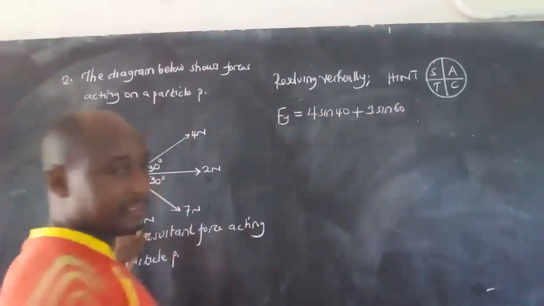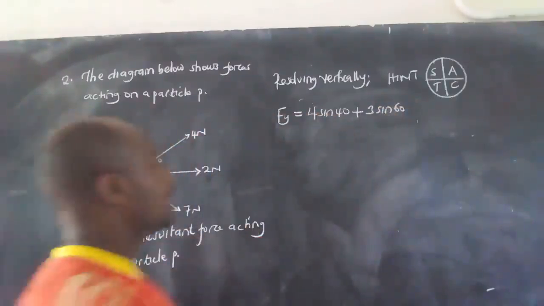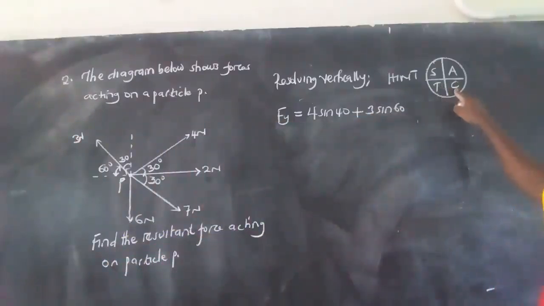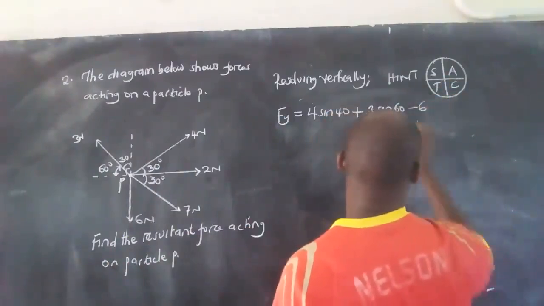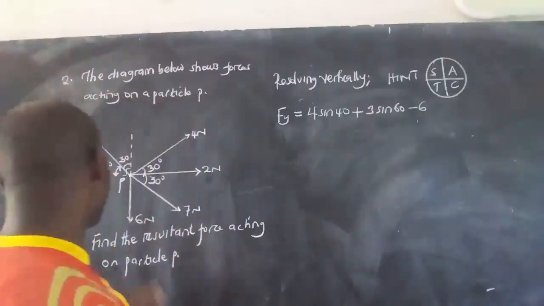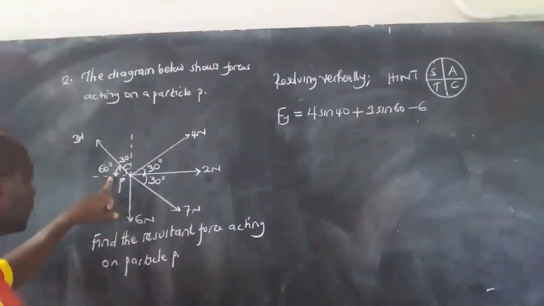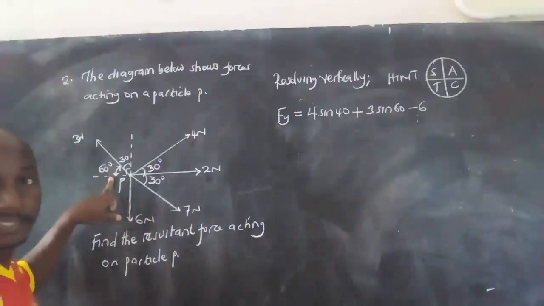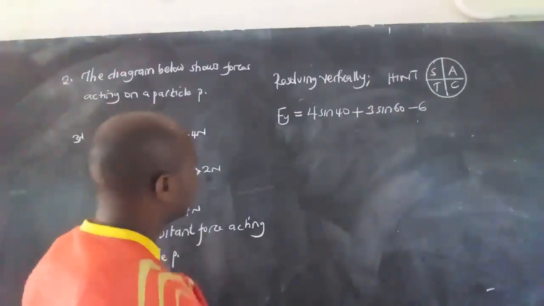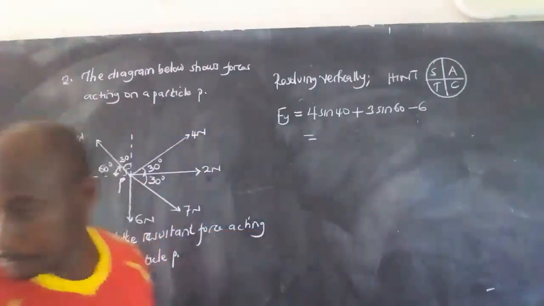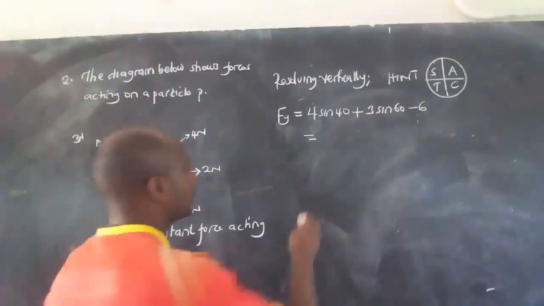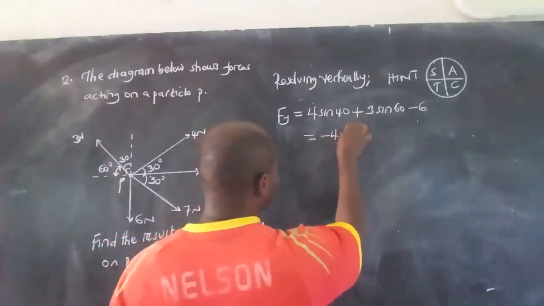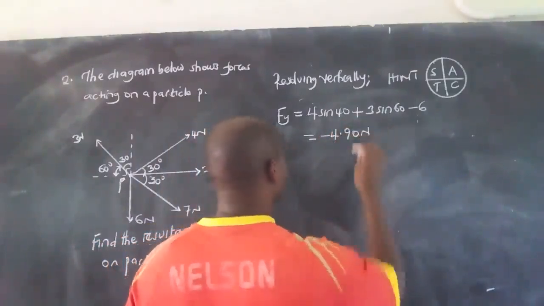Now this one has only a vertical component, but it is on the boundary of T and C. Since it's between T and C, obviously this will have to become negative. So minus 6, because the angle which it makes with the horizontal is 90, and sine of 90 is 1. So here we shall be able to get our answer in the vertical direction as negative 4.90.